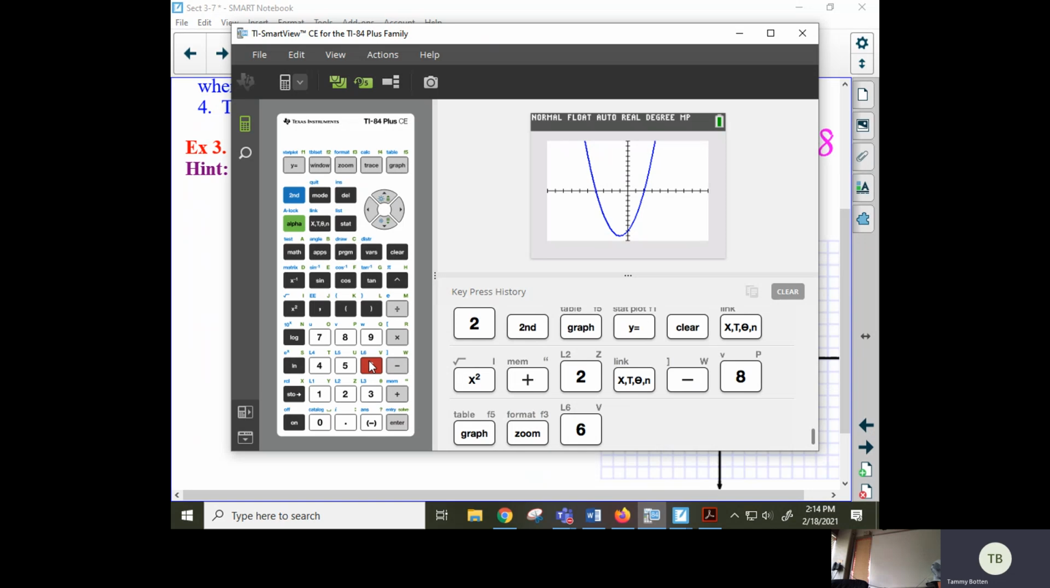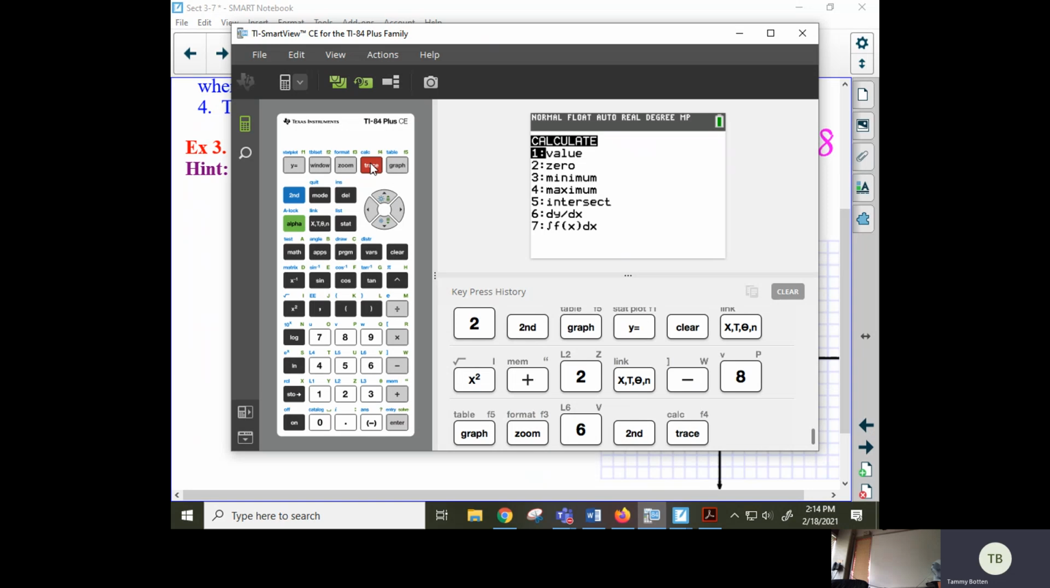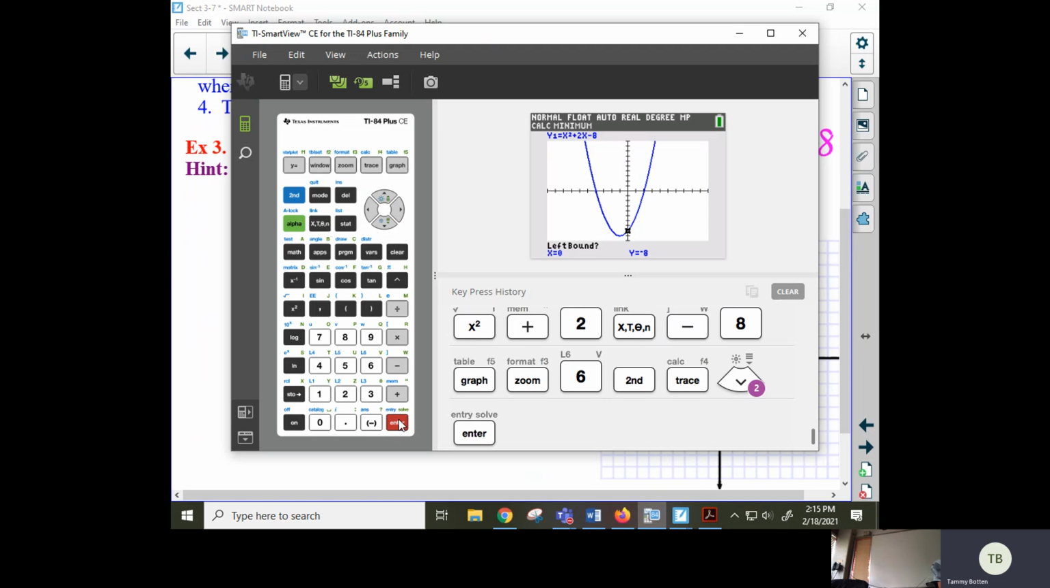Then what we're gonna do is find 3 points. The vertex is gonna be the minimum since it opens up. If it opens down, we would find the maximum. So the first thing I'm gonna do is find that minimum. To do that, I go second trace. To find the minimum, I go down to number 3. And then I want to move my cursor so it's to the left of that minimum and hit enter. Move it so it's to the right and hit enter. And then hit enter again.